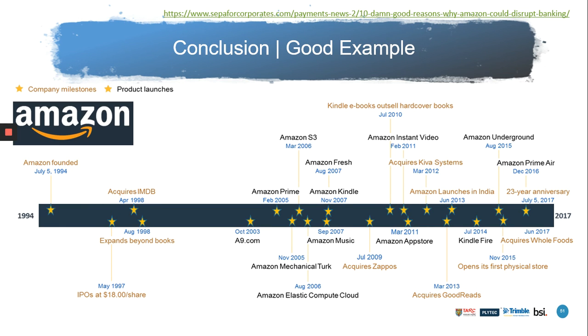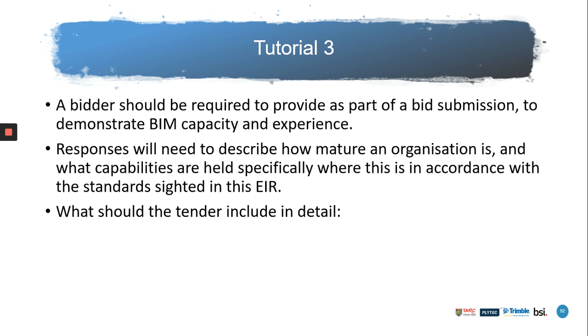Amazon is a good example of this. They are utilizing technology. They are doing the app store, music, opening their physical store. Books are changing from hard copy to electronic copy. So this tutorial, I hope you study through it and remember it.